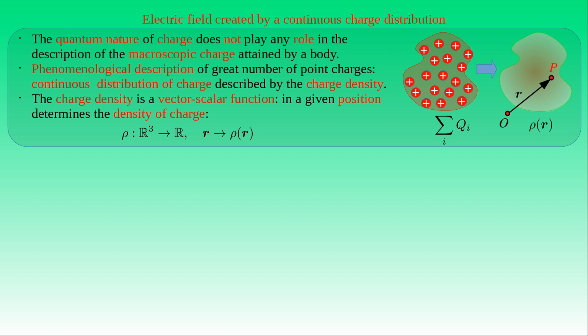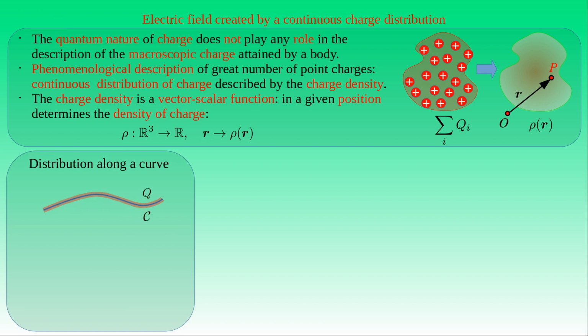However, the strict interpretation of the density of charge depends on the geometry of the charge distribution. If we consider a charged thin wire, we study a one-dimensional problem, where the wire can be described by a space curve C.